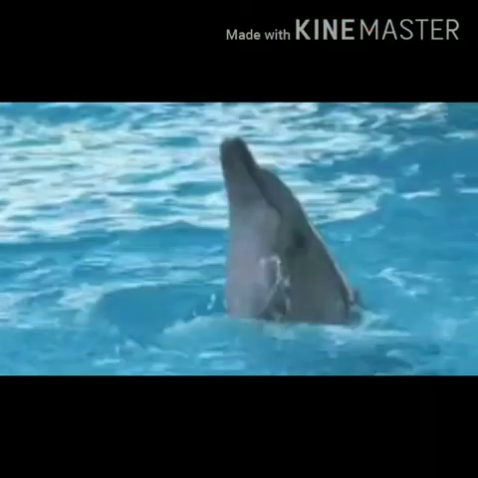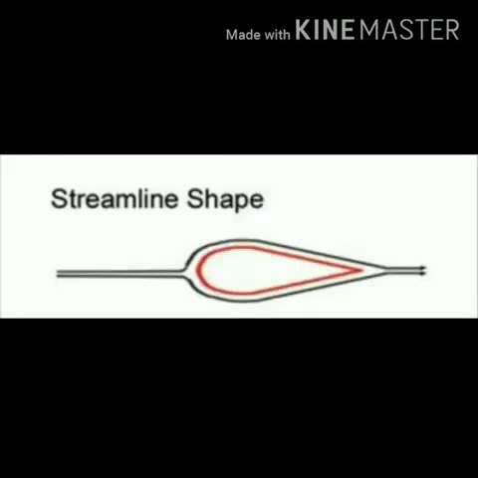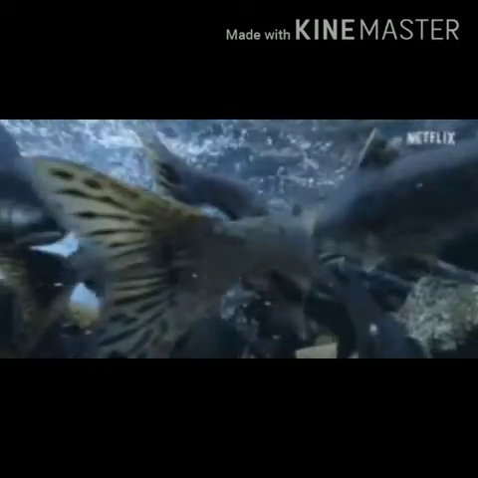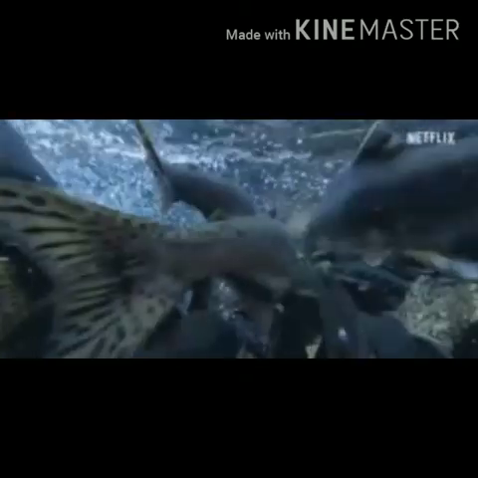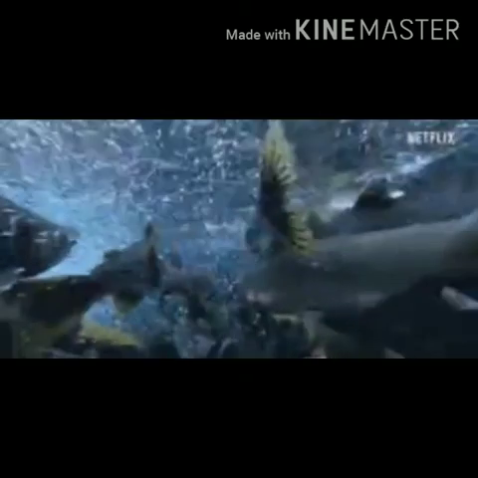Second, the specific shape of a body or an object around which a fluid can flow, offering minimum friction, is called streamlined shape. In nature, the bodies of fishes are streamlined so that they experience the least amount of friction in water.